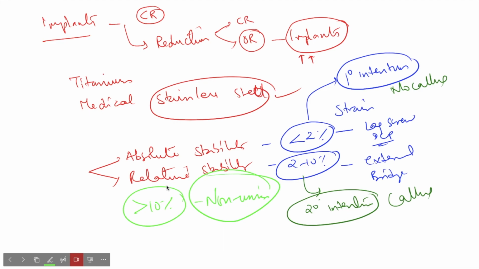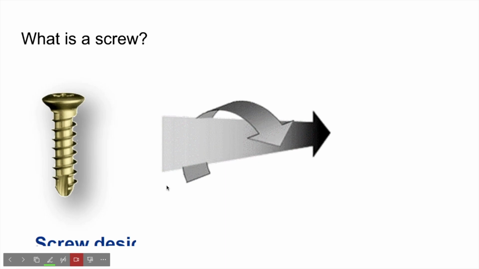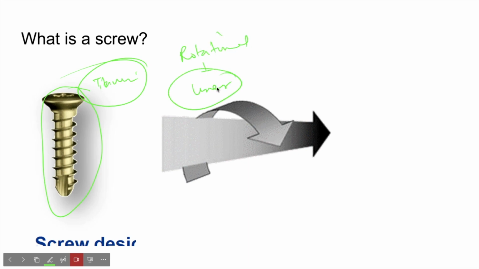Right, now let us move on to screws. We will discuss the other implants in a different video. What is a screw? A screw is basically a long circular stainless steel or titanium material, and it converts rotational or torque force into linear compressive forces. So a screw converts a rotational or torque movement into compression force, right?